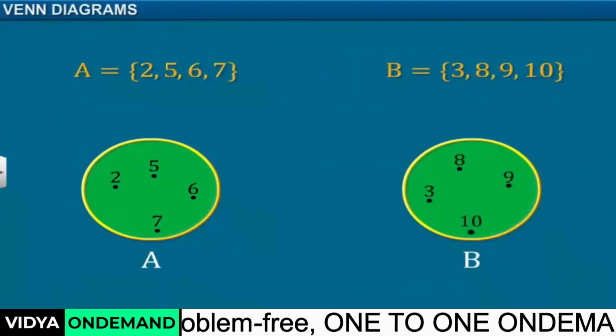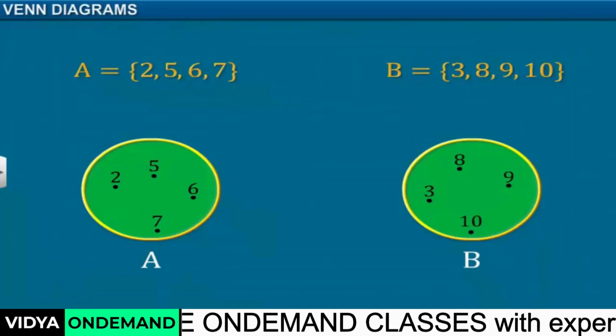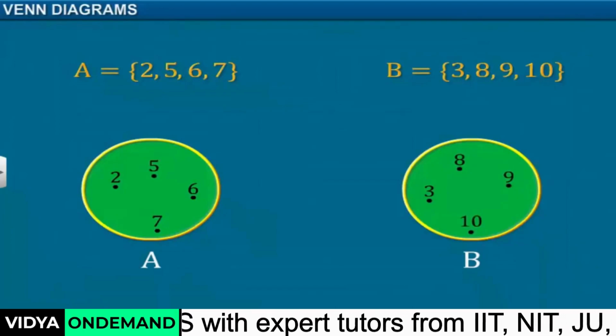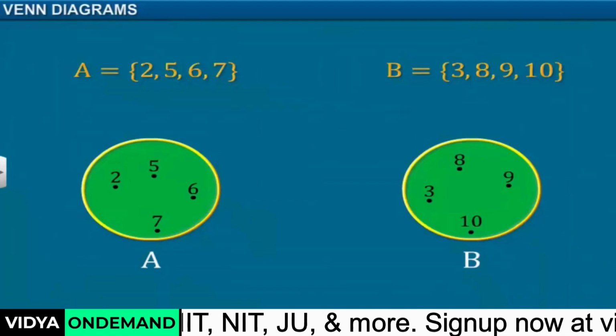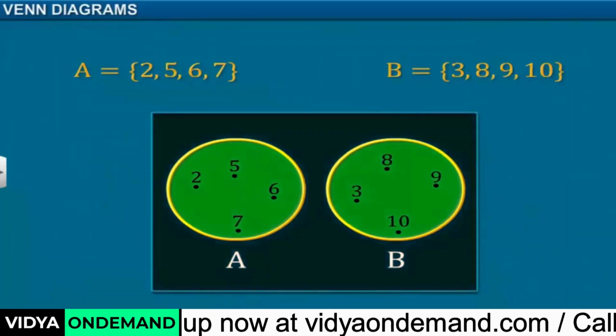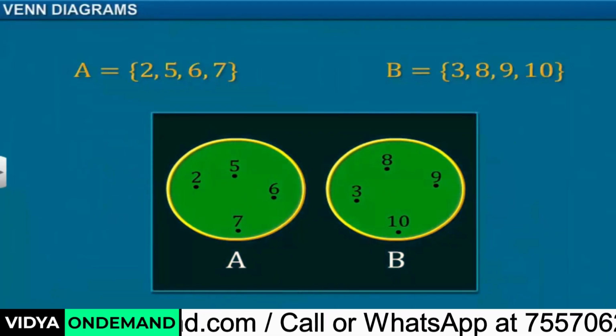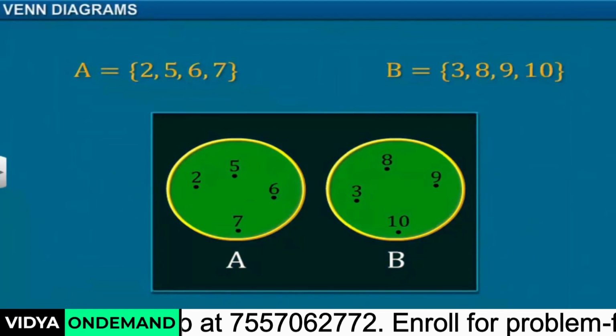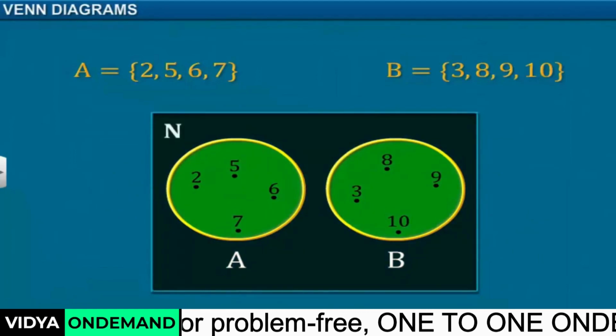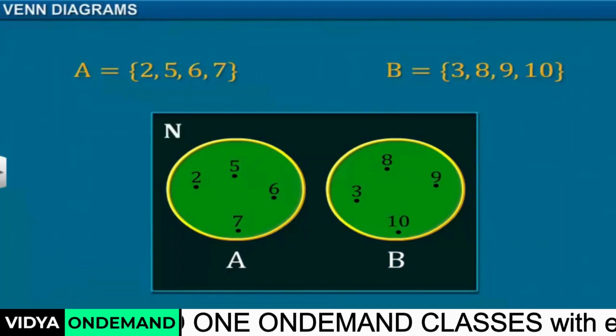One of the universal sets of these two sets is the set of natural numbers. So we include these two circles in a rectangle that represents the universal set, that is, the set of natural numbers N. Now, the Venn diagram is complete.